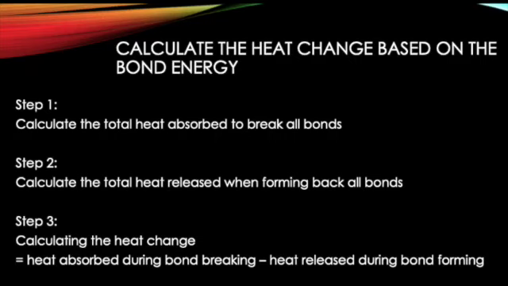Before we move on to the calculation, let's have a look. Step 1, we shall calculate the total heat absorbed to break the chemical bonds in the reactants. Step 2, we shall calculate the total heat release when forming back all the chemical bonds in product. Step 3, calculating the heat change by minusing the heat absorbed during the bond breaking with the heat release during the bond forming. What does it mean? Okay, let's look at example 1 for further explanation.